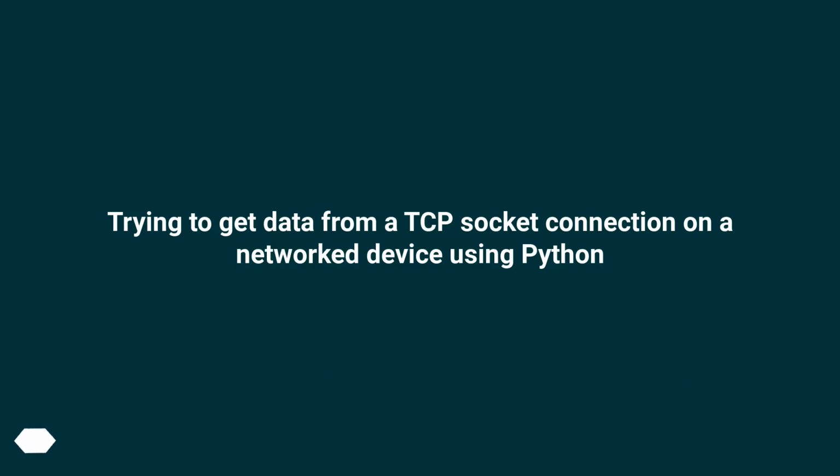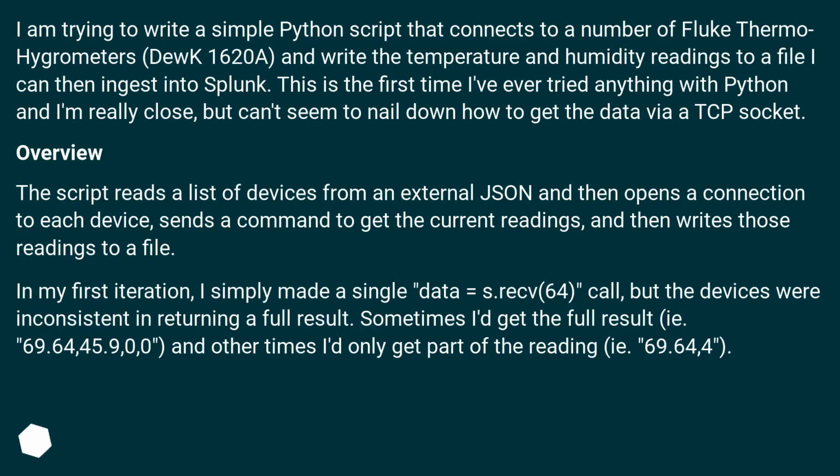Trying to get data from a TCP socket connection on a network device using Python. I am trying to write a simple Python script that connects to a number of Fluke thermohygrometers, Fluke 1620A, and write the temperature and humidity readings to a file I can then ingest into Splunk. This is the first time I've ever tried anything with Python and I'm really close, but can't seem to nail down how to get the data via a TCP socket.